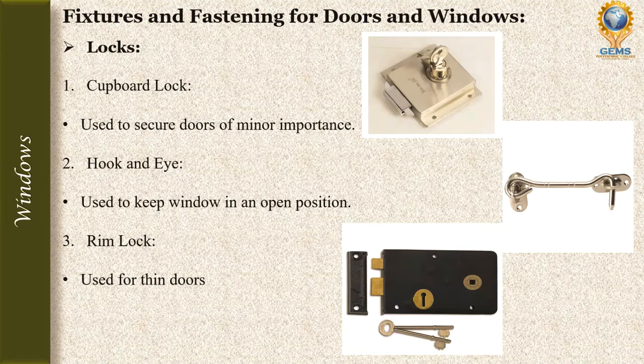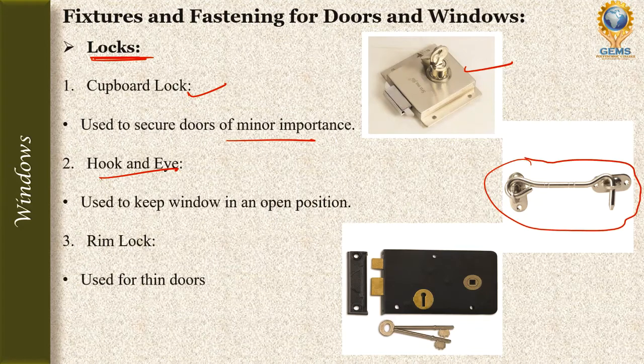Next one is locks. There are different types of locks. This is the cupboard lock. Mostly it will be used in cupboards, to secure doors of minor importance. Second is hook and eye. This is how hook and eye looks. Mostly you see this in the window. It is used to keep the window in an open position.